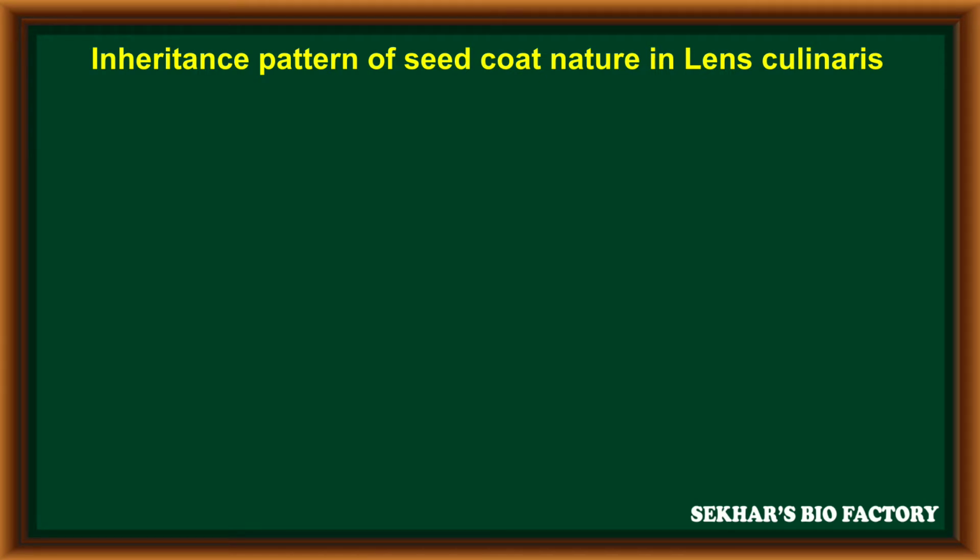When we observe the inheritance pattern of seed coat nature in the Lens culinaris plant, we conduct a cross between two parental plants. One parental plant has seeds with patches on the seed coat, and the other parental plant has seeds with dots on the seed coat, denoted with capital CS and capital CD alleles.